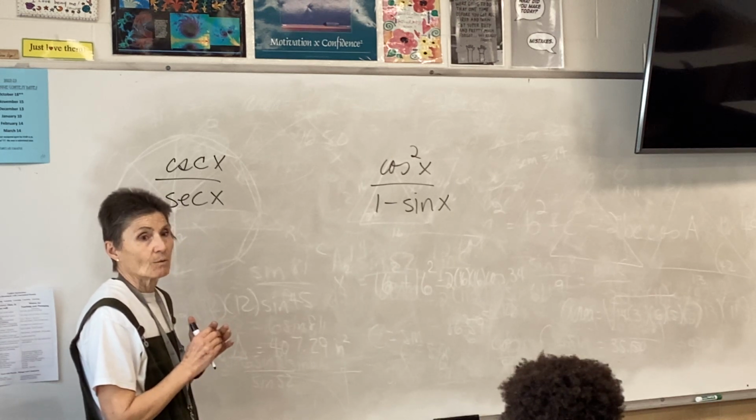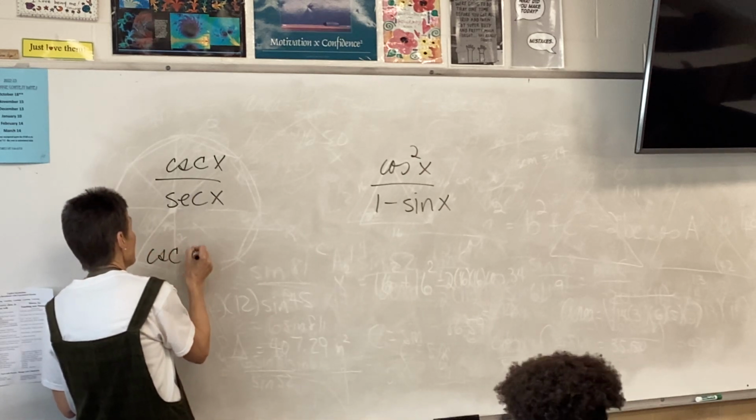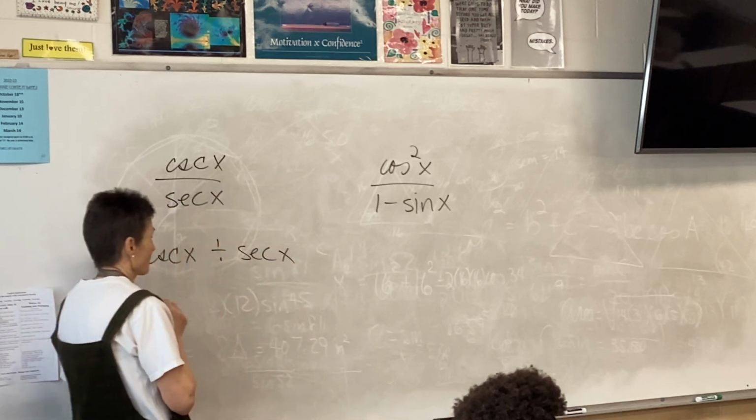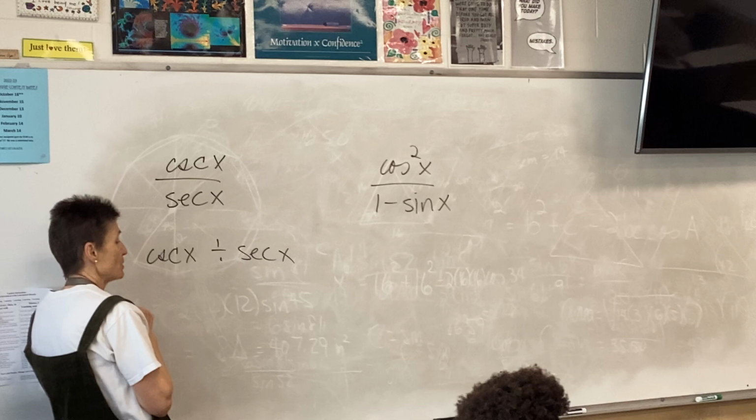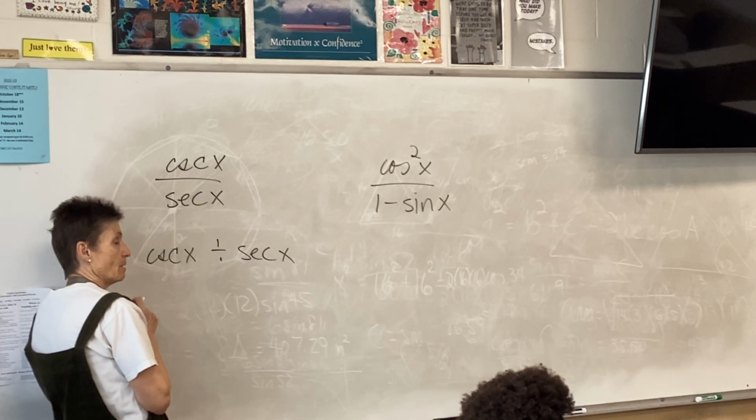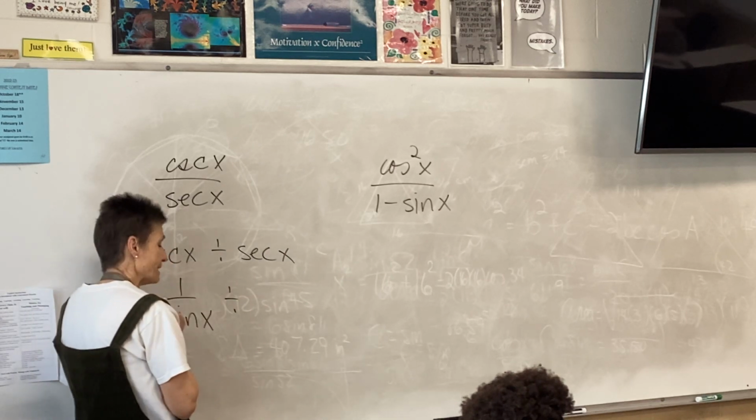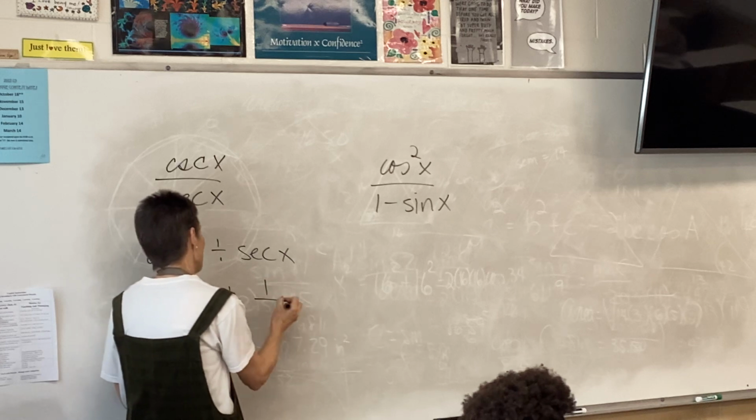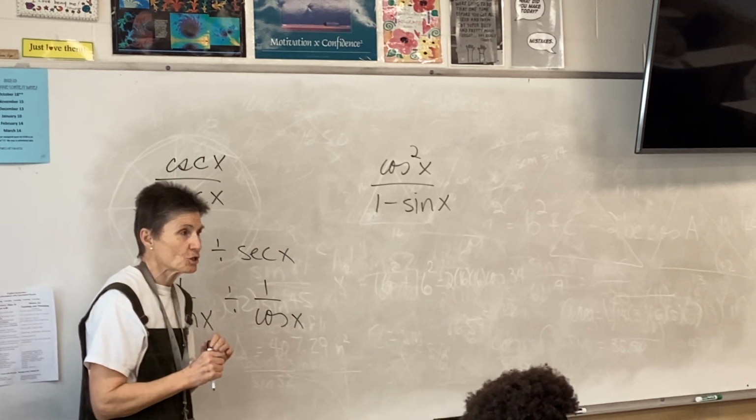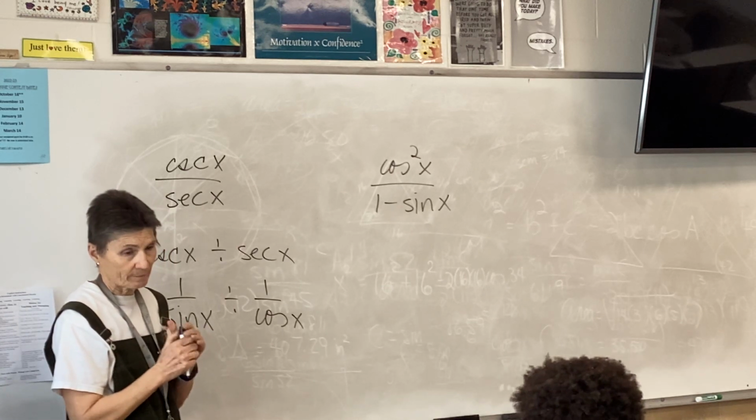Write it horizontally and change them. Very good. So cosecant divided by secant. And then when you say change them, what's cosecant? 1 over sine. Very good. What is secant? 1 over cosine. Perfect. Now, we have a fraction divided by a fraction.